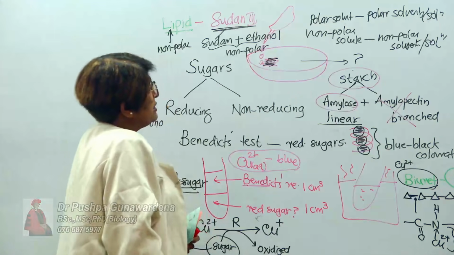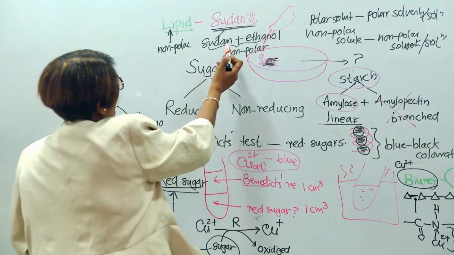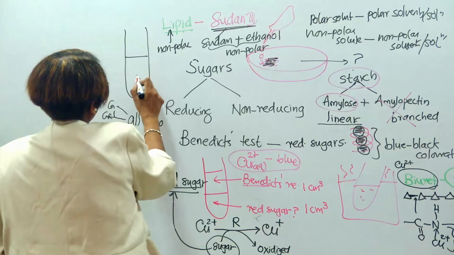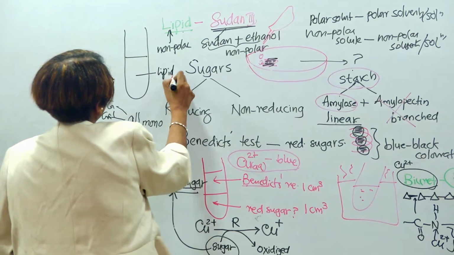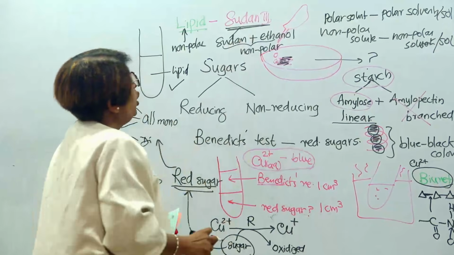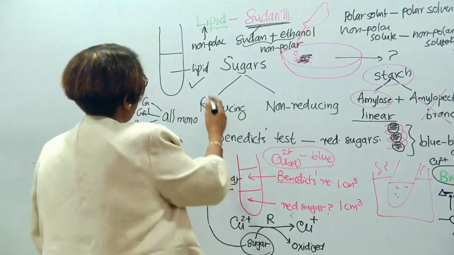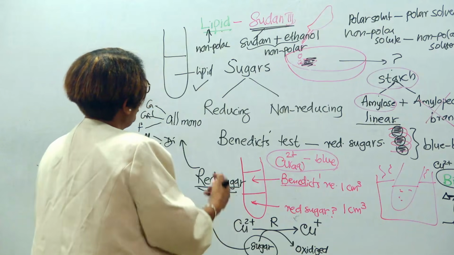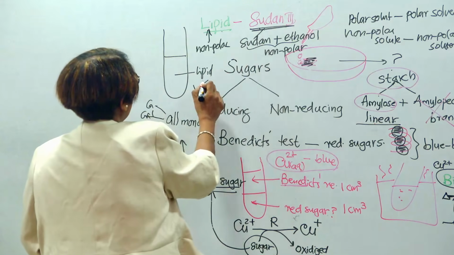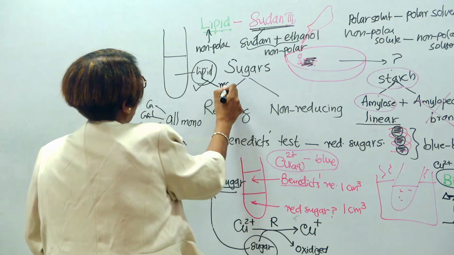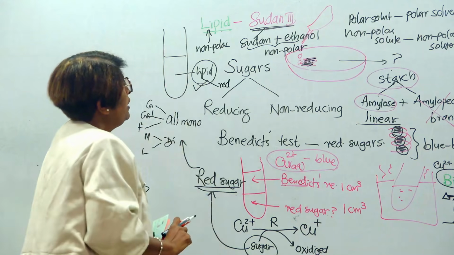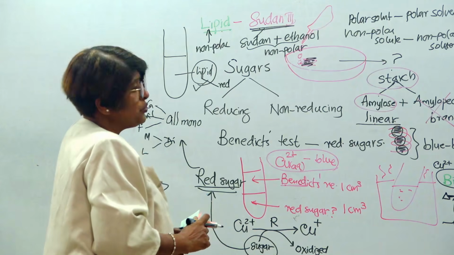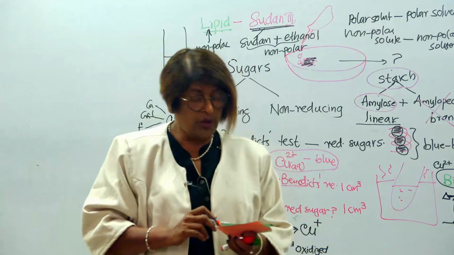So, thinking about that concept, you can see here, when you add Sudan 3 solution to a lipid containing tube, if lipid is present, as Sudan 3 is also non-polar and the lipid is also non-polar, non-polar dissolves in non-polar, like dissolves like concept could be applied now, and Sudan 3 dye would color the lipid red and you get red droplets being found. If lipid is absent, Sudan 3 would separate and would not color the solution. So, that is the basis of the Sudan test.